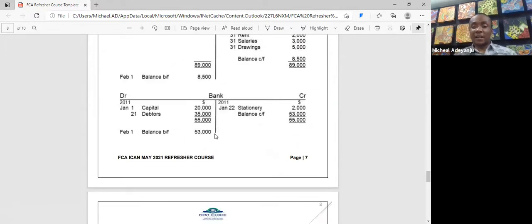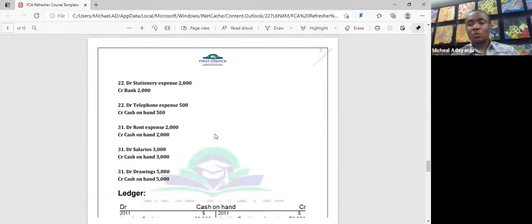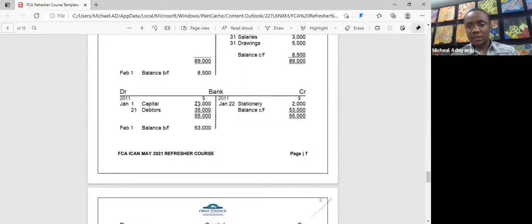So we have a bank account also. All the amounts that we debited in our bank account, we have here in our ledger, and the closing balance, c/f, is this, 53,000. Remember, we have our capital of 20,000. Remember the debtors that were owing us 38,000 and they later paid us 35,000.